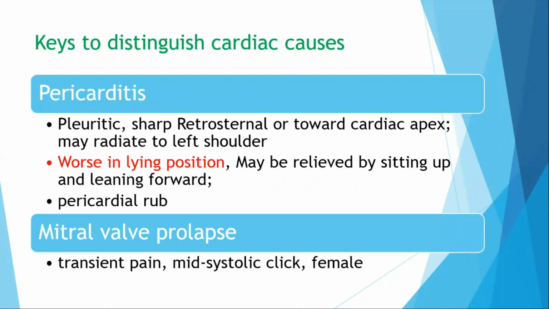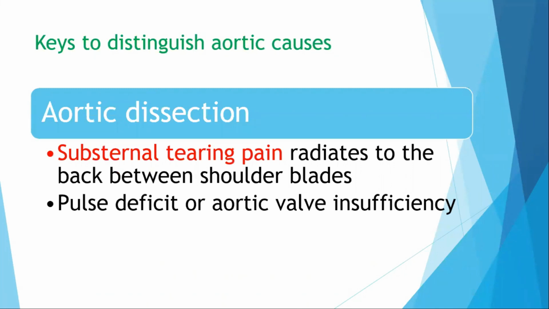Pericarditis, which is pleuritic in nature, sharp retrosternal or towards the cardiac apex, may radiate to the left shoulder. Worse in lying position, may be relieved by sitting up and leaning forward. And clinically, a pericardial rub may be found. Mitral valve prolapse: here transient pain, mild systolic click, and common in females. Aortic dissection: this is substernal tearing pain, radiates to the back between the shoulder blades, and pulse deficit or aortic valve insufficiency.